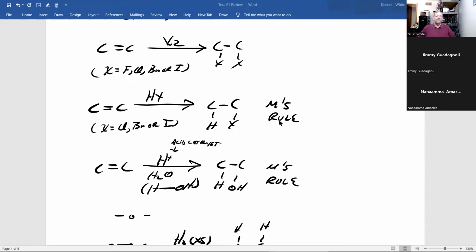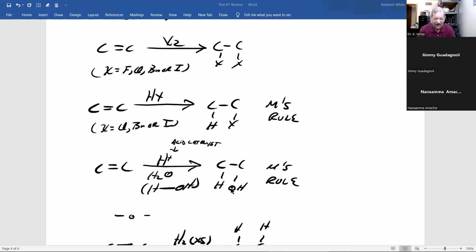Next, if you take a double bond and add acid catalyst, H plus is how organic chemists show acid catalyst, and water. Think of water as H and OH. You break the pi bond. When you add acid and water, one carbon gets the hydrogen, the other gets the hydroxyl group. This also follows Markovnikov's rule. The carbon of the double bond with the most hydrogens gets this hydrogen, the other carbon of the double bond gets the hydroxyl group.